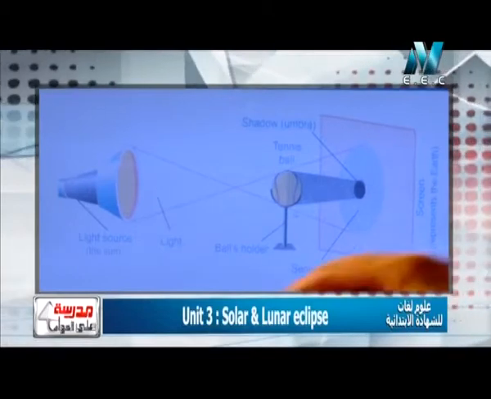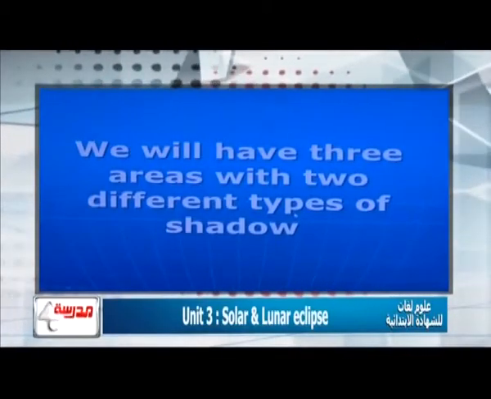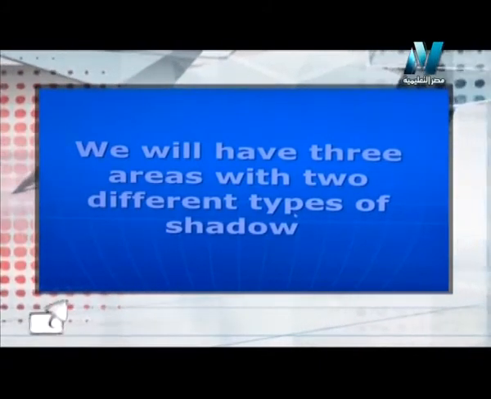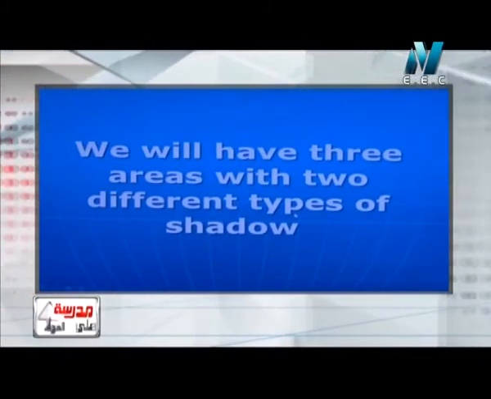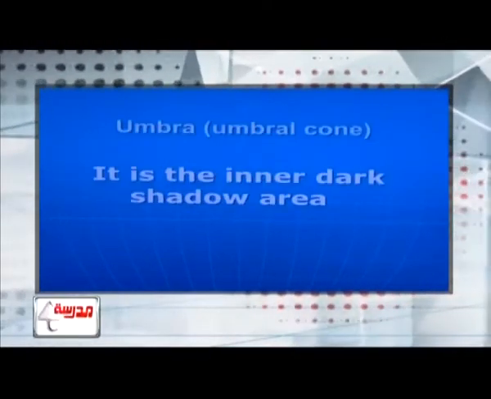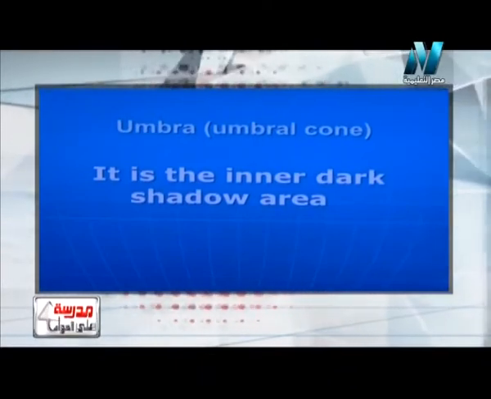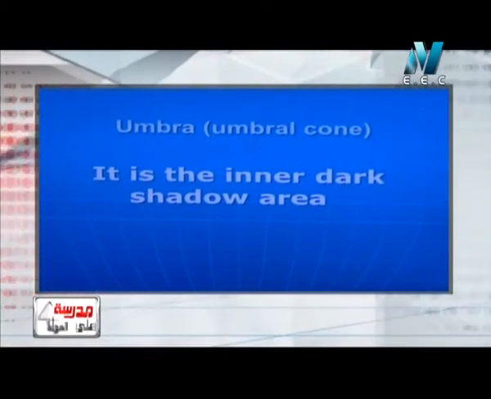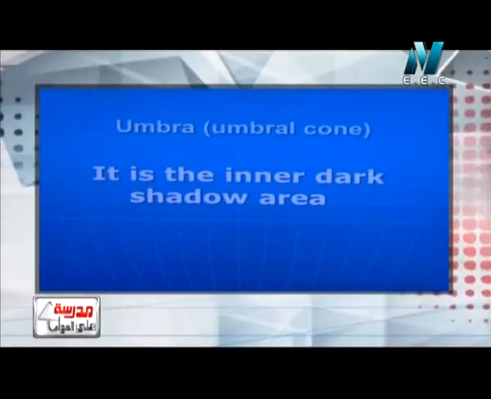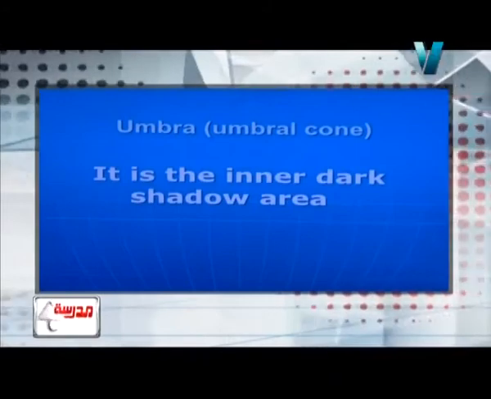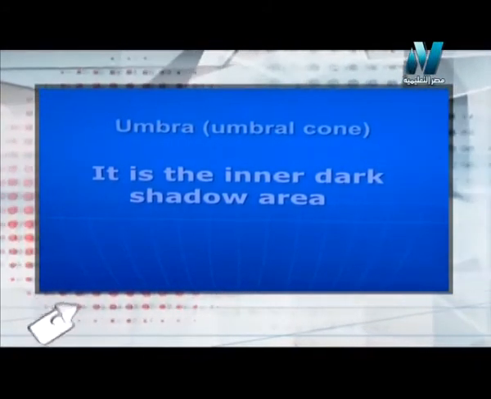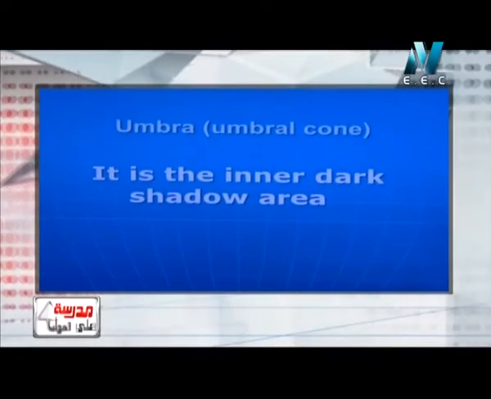or not very dark. So let's have the differences between the two types of areas. We will have three areas with two different types of shadow, which are umbra and penumbra. What's meant by umbra or umbral cone is like the cone. هي تقريبا شبهها فعلا شكل الكون. It's called the inner dark shadow area. هي المنطقة المظلمة الداخلية. Again, it's the inner dark shadow area. So it will be the umbra or umbra cone. Okay, so it's the inner dark shadow area.